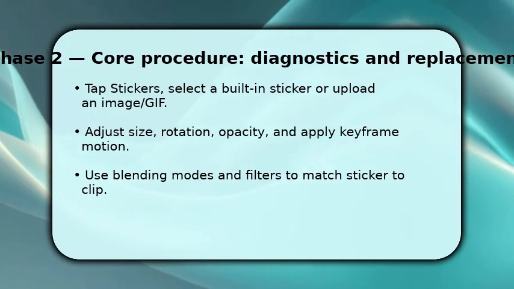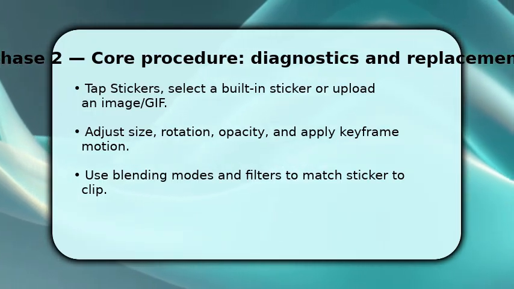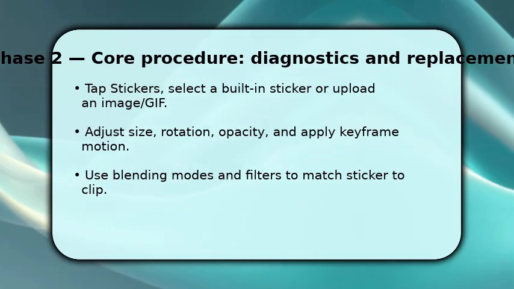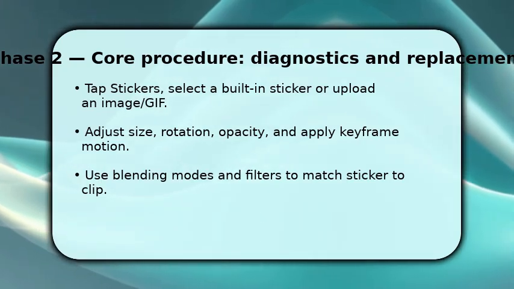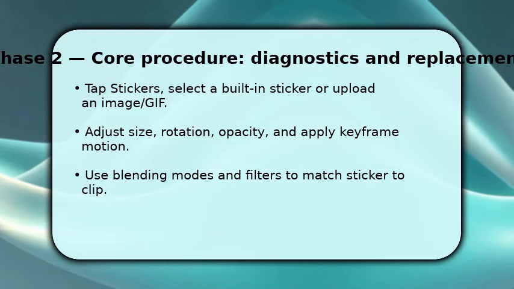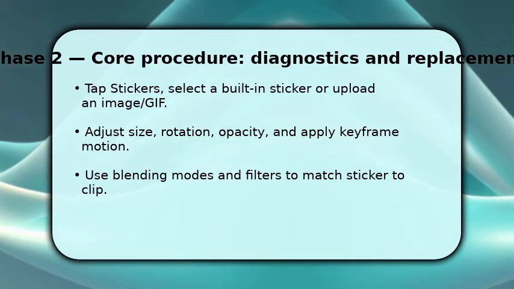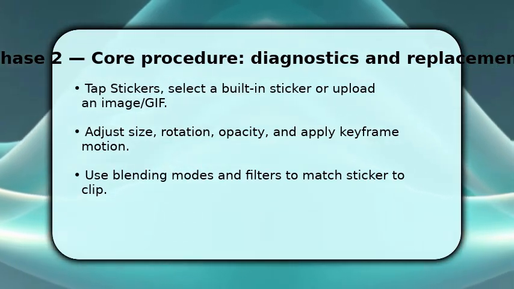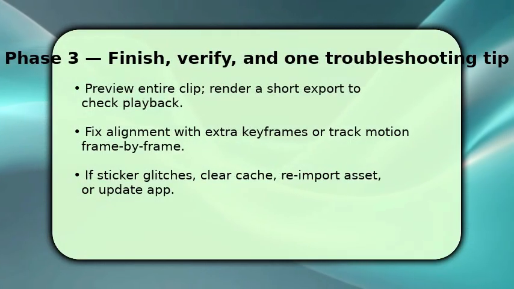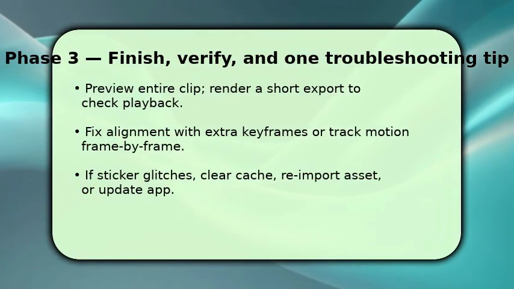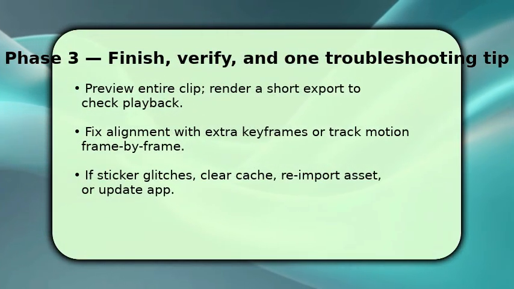For movement, add keyframes at start and end points so the sticker tracks motion smoothly. Also tweak opacity and blending modes to make it look natural against the footage. These small adjustments sell the effect to the viewer. Finish by previewing the entire clip at full speed and render a short test export to confirm playback is smooth.